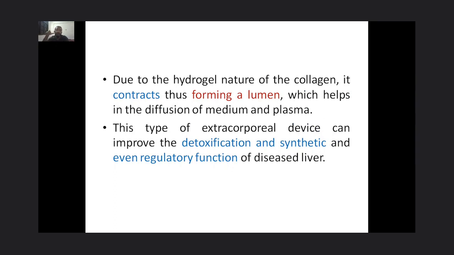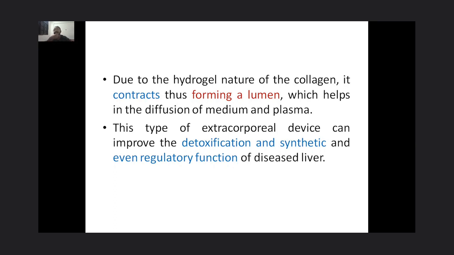Due to the hydrogel nature of the collagen, that is, the polymer nature of the collagen, it contracts, thus forming a lumen, which helps in the diffusion of the medium as well as plasma. So that diffusion is occurring mainly because of the lumen which is formed. Okay, so this type of extracorporeal device, which is kept outside the patient, can improve the detoxification, synthetic, and even regulatory function of the diseased liver.